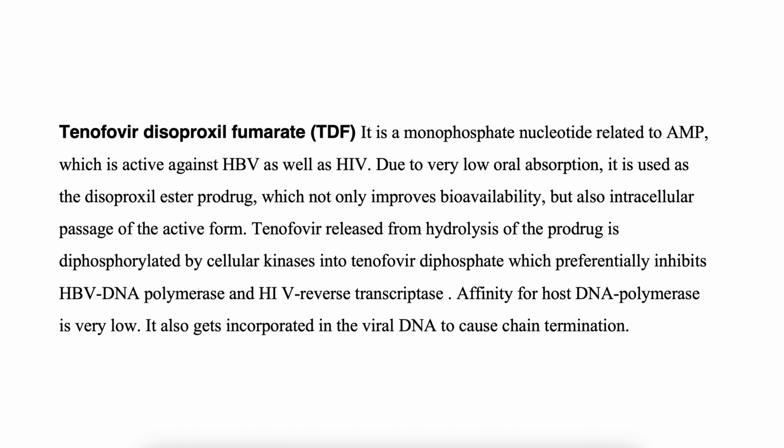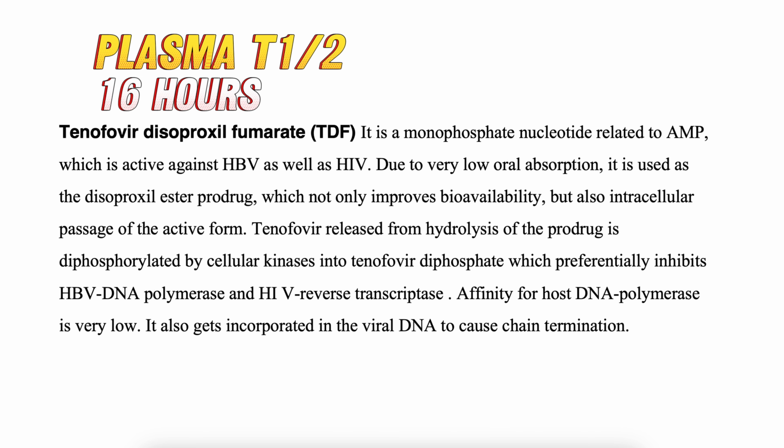Tenofovir released from hydrolysis of the prodrug is diphosphorylated by cellular kinases into tenofovir diphosphate, which preferentially inhibits hepatitis B virus DNA polymerase and HIV reverse transcriptase. Affinity for host DNA polymerase is very low. It also gets incorporated into the viral DNA to cause chain termination. Tenofovir disoproxil is incompletely but adequately absorbed after oral intake and is largely excreted by the kidney with a plasma half-life of approximately 16 hours.